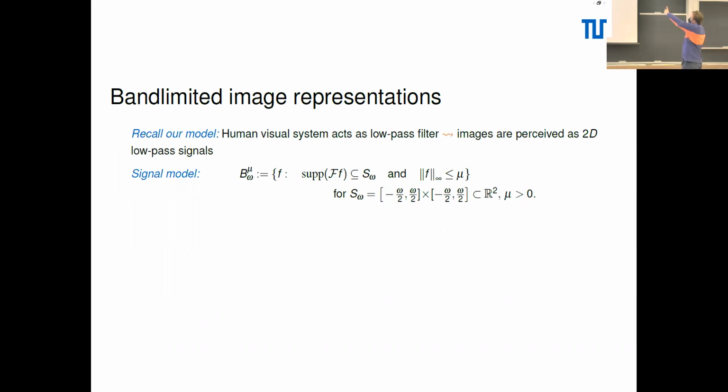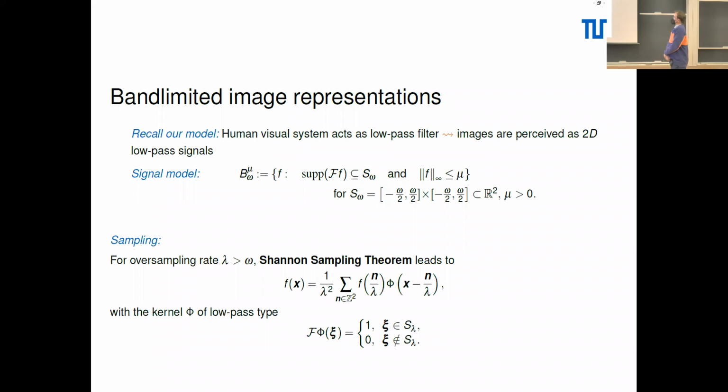And the images then in this simplified model are perceived as 2D low pass signals. So the signal model here is that of a band limited signal, that basically says that the frequency support is in a square between negative omega/2 and omega/2 in both directions. So then what you can do, I think you probably know this in 1D, but you can do it just the same way in 2D. You can use the Shannon sampling theorem in both directions.